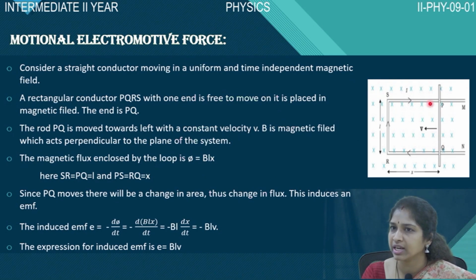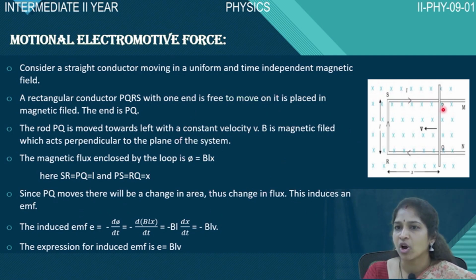So here what I said, there is a rectangular conductor PQRS of length X and breadth L. So the area of this rectangular conductor is L into X, because the area of a rectangle is length into breadth, so X into L or L into X. And it is placed in the magnetic field. And what is the one more condition? That one end of this rectangular conductor is movable. That means this rectangular conductor PQ is moving in a time independent magnetic field.